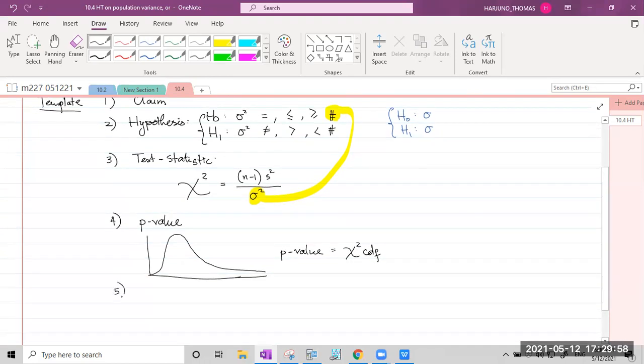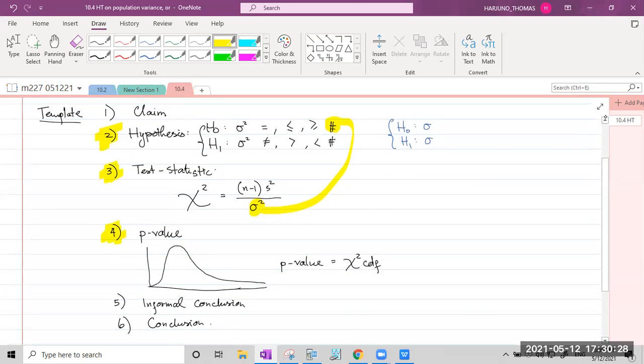After that, we will have the informal conclusion, with the same rule: reject or fail to reject the null hypothesis, and then the conclusion. The only new stuff is in step 2 and step 3, and of course step 4. But step 1, step 5, step 6 follow the same rule. Step 1, the claim from the question. Informal conclusion, compare that with the alpha.